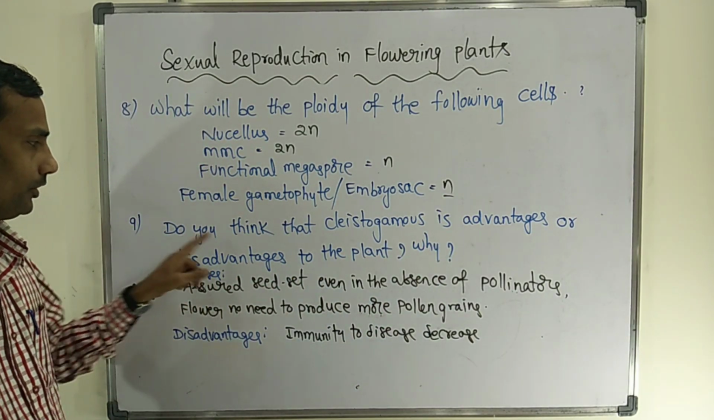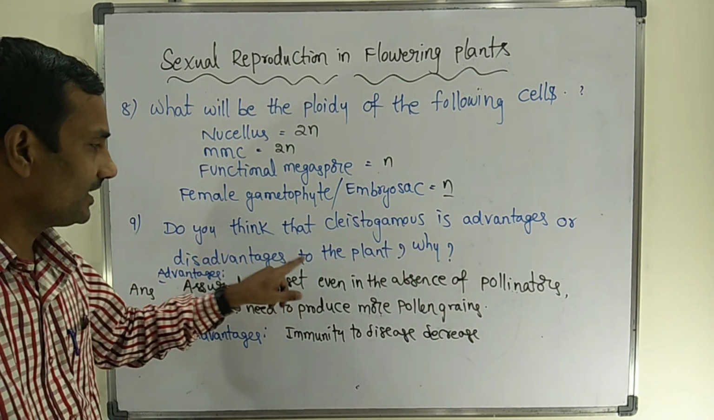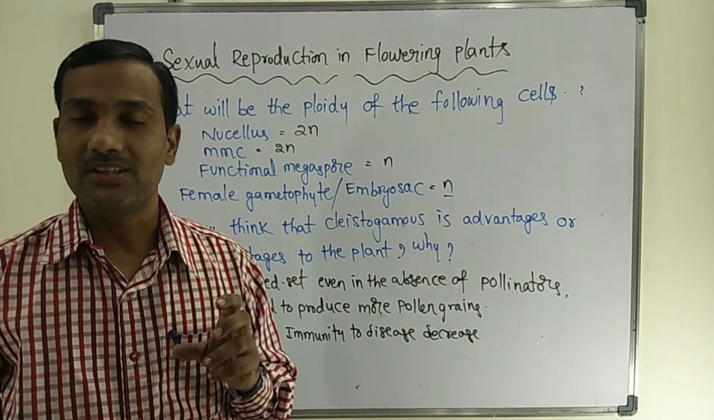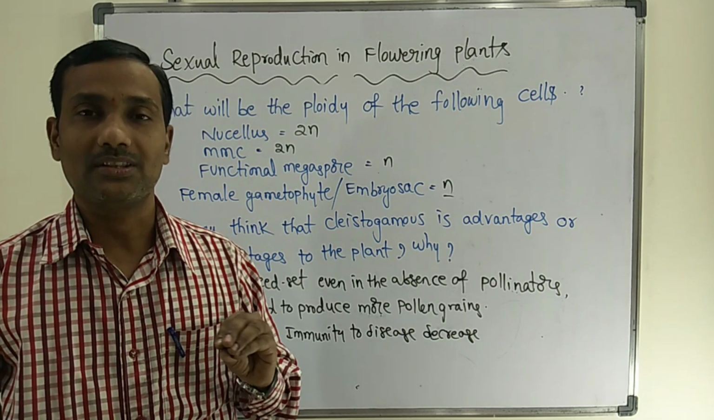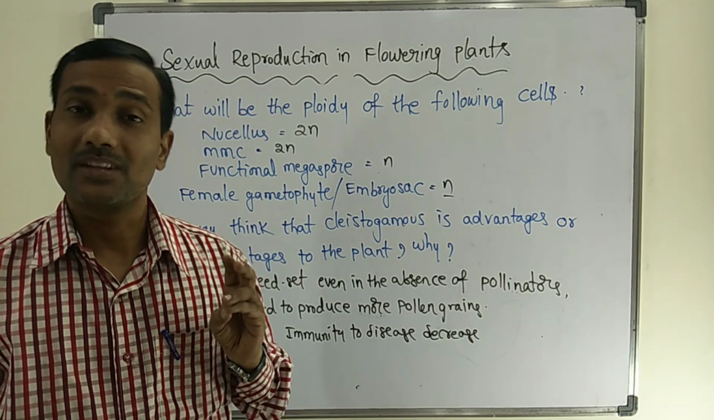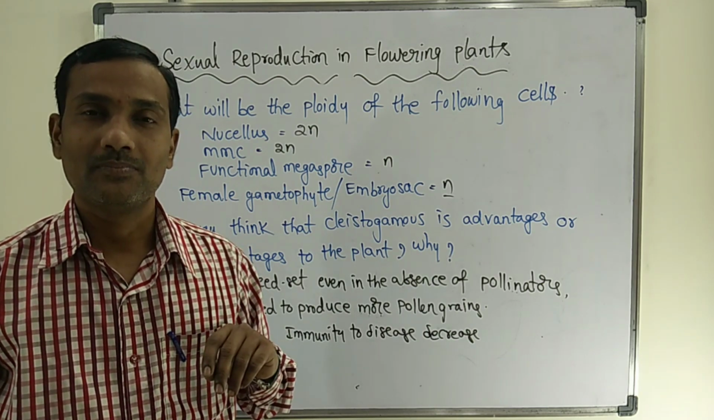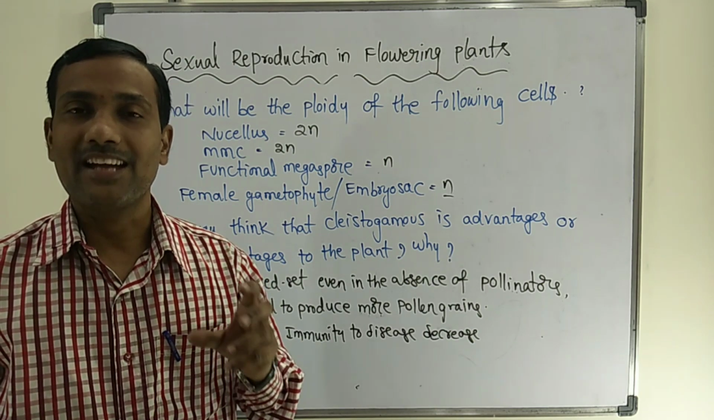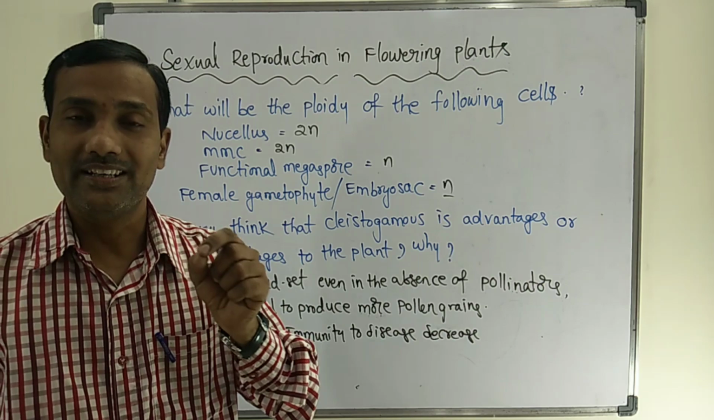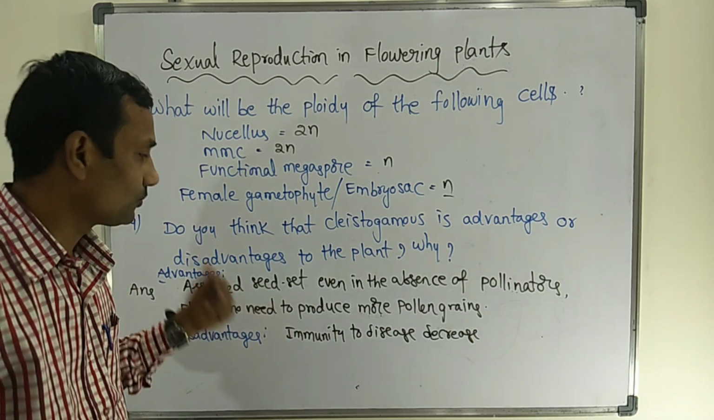9th question. Do you think that cleistogamy is advantageous or disadvantageous to the plant, and why? Cleistogamy means unopened flowers. There are some plants whose flowers do not open. Examples are Viola, also called common pansy, Commelina bengalensis, and Oxalis. These are closed flowers, but pollination occurs within that closed or unopened flower. That is cleistogamy.